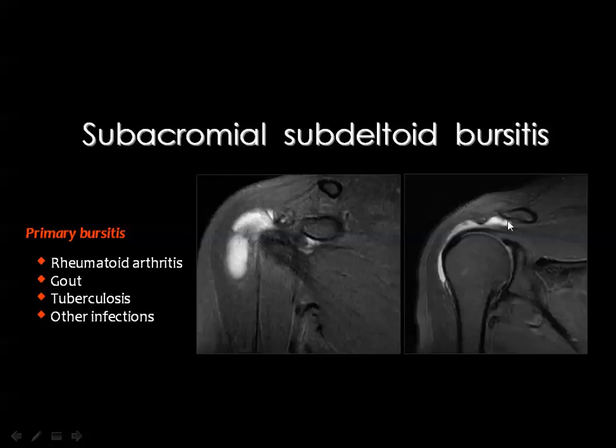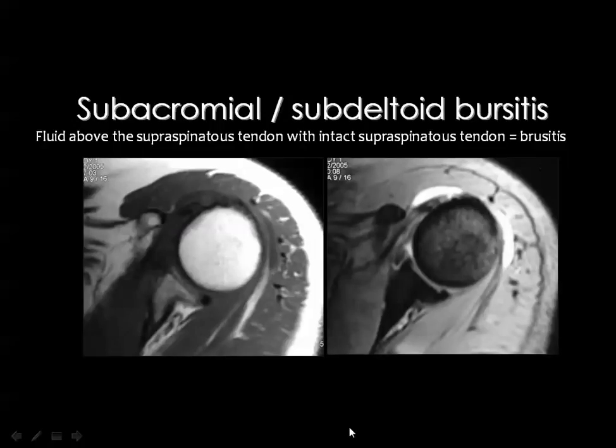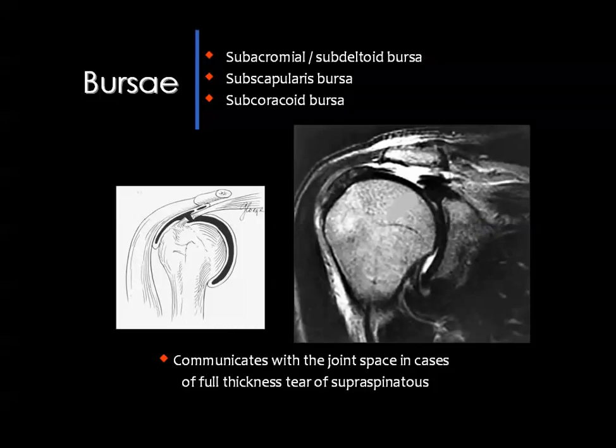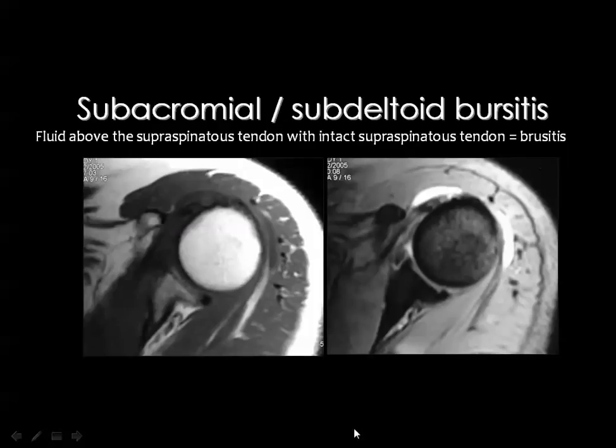And you see here fluid in the subacromial bursa above the supraspinatus tendon, and this fluid is extending underneath the deltoid muscle, as you can see here. Then one thing to be mentioned here, if you see there is full thickness tear of the supraspinatus tendon, and you can detect the fluid in the subacromial bursa, you know that this fluid is not secondary to bursitis, but it is the extension of joint effusion into the subacromial bursa secondary to rupture of the supraspinatus tendon. Then if the supraspinatus tendon is intact, consider subacromial bursitis. If the tendon is full thickness torn, consider that the fluid is coming from the joint.